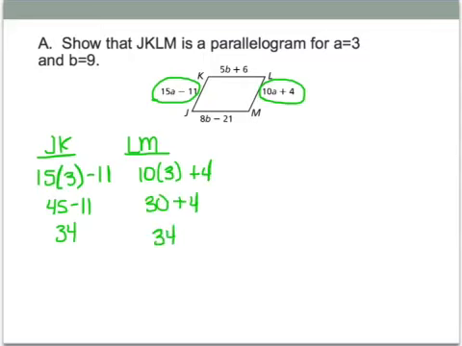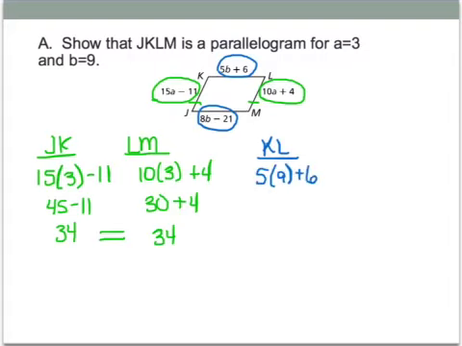So at least we found that one pair of opposite sides are congruent. So I go ahead and I mark them congruent in my diagram. Now we need to check that the other sides are also the same length. Let's find the length for segment KL. But now for B, I'm going to plug in 9. So I have 5 times 9 plus 6. Well, 5 times 9 is 45. If I add 6 to that, I get 51.